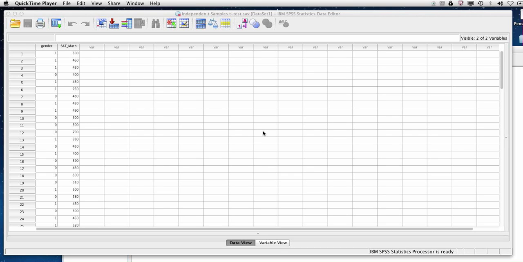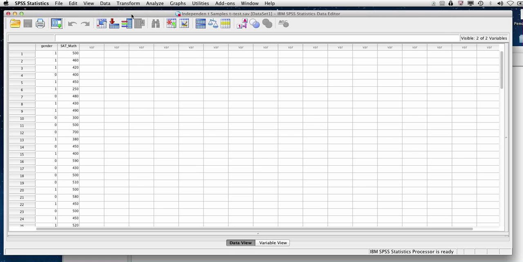What I'd like to do now is show you how to use SPSS to conduct a one-sample t-test. Recall that the one-sample t-test is used when we know the population mean, but we do not know the population standard deviation. So what we do is we estimate the standard deviation of the population using the standard deviation from our sample data.